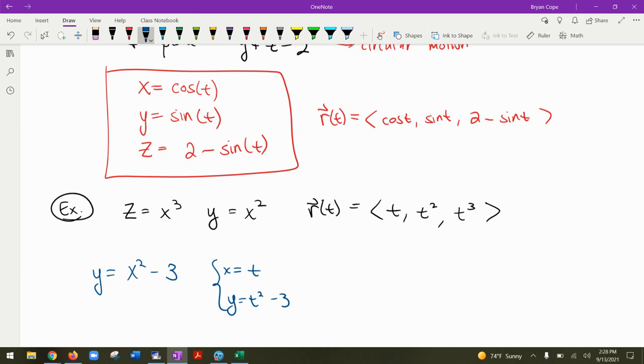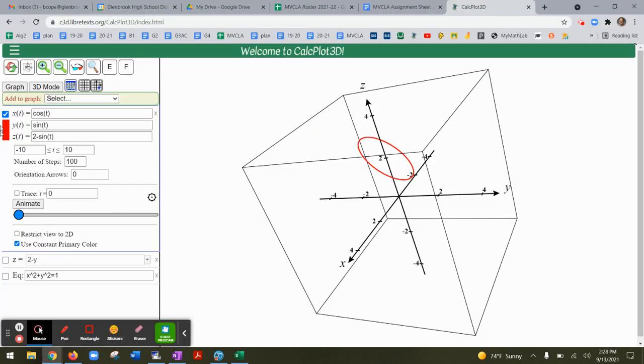So these are the two main strategies, you guys. Look for circular motion. That's one. And then just let a variable be t. Okay? All right.